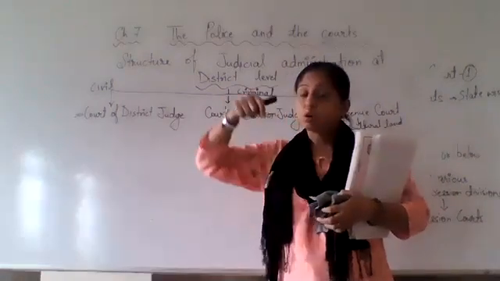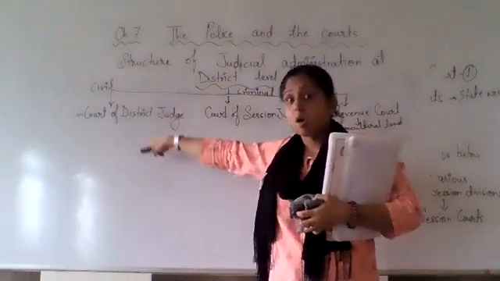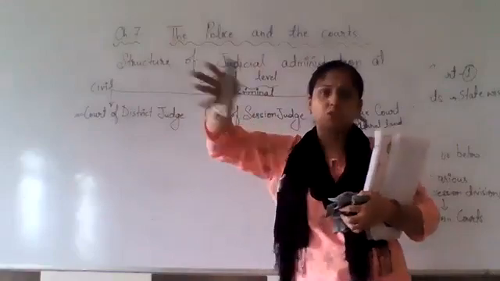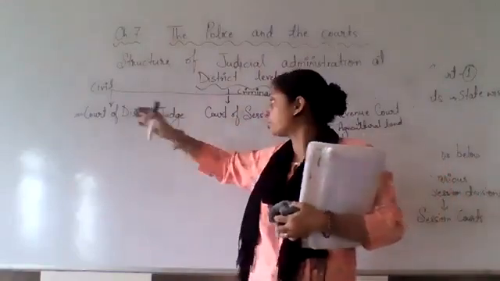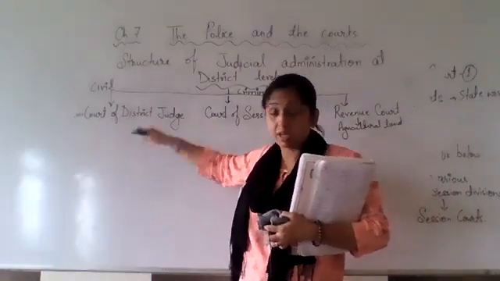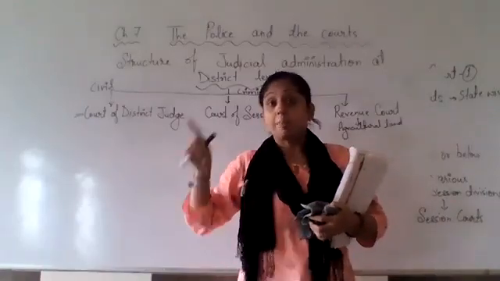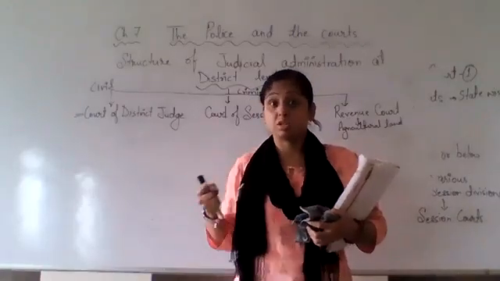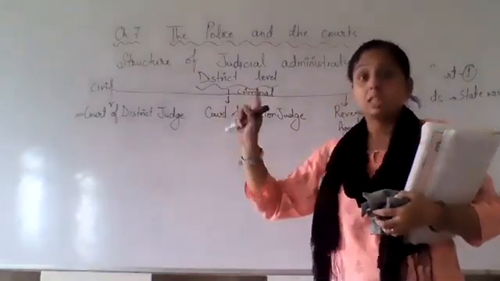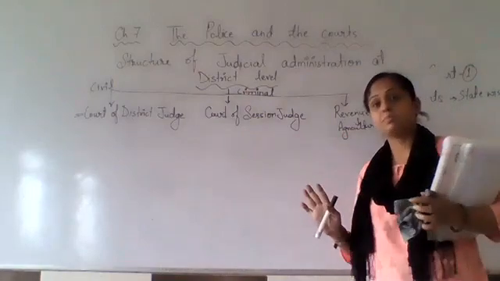So if the judge is hearing a divorce case or a case where a landowner has filed a case against the person who is on rent, when he is hearing those kinds of cases, he will be called district judge. But when the same judge is going to hear a murder case, that judge will be called session judge. Any confusion till now?